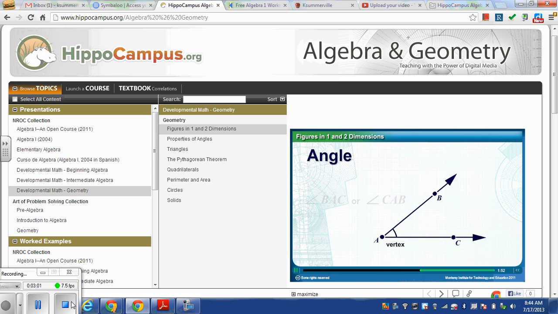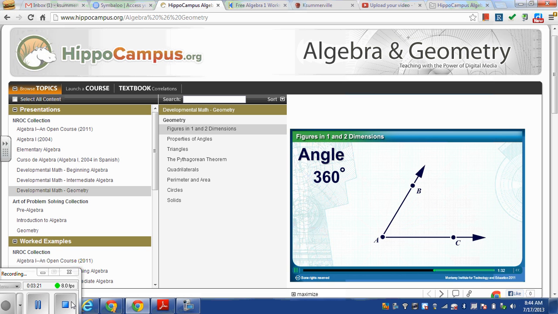Angles come in many sizes, but the size of the angle has nothing to do with the length of the rays. They go on forever. The size of the angle is the size of the opening between the rays. Angles are measured in degrees, represented by this symbol. An angle can range from 0 to 360 degrees.